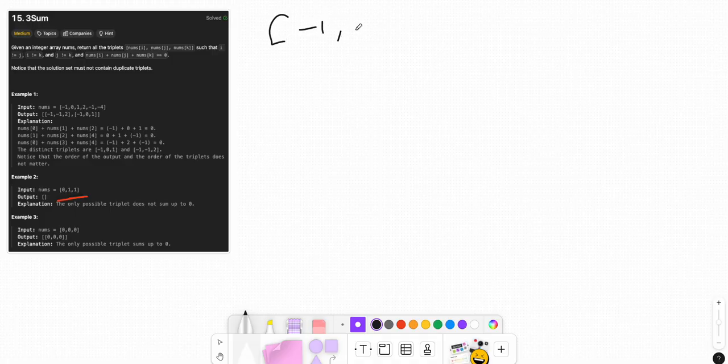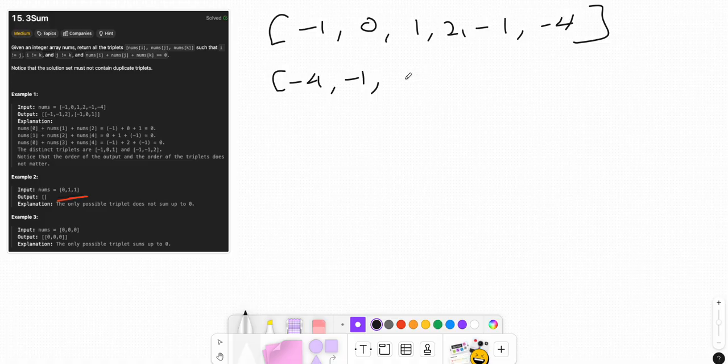But for example, we have minus 1, 0, 1, 2, minus 1, minus 4, right? Maybe I can show you how to get a sum of 0. First we sort it: minus 4, minus 1, minus 1, 0, 1, and 2, right?